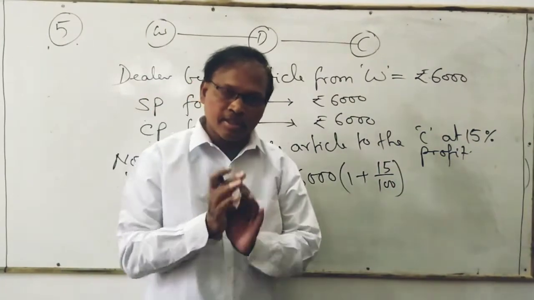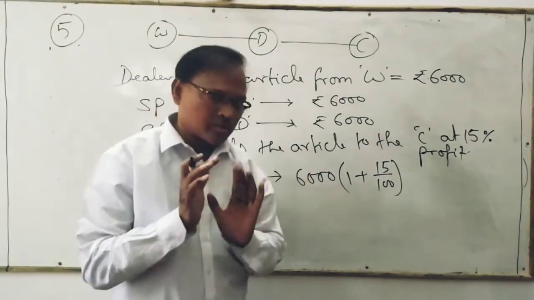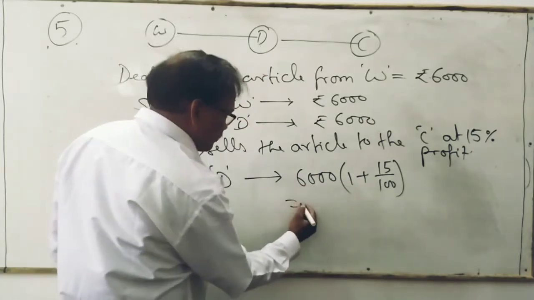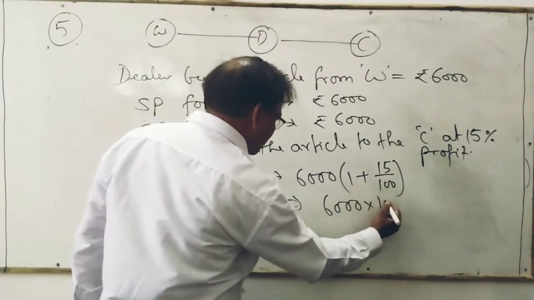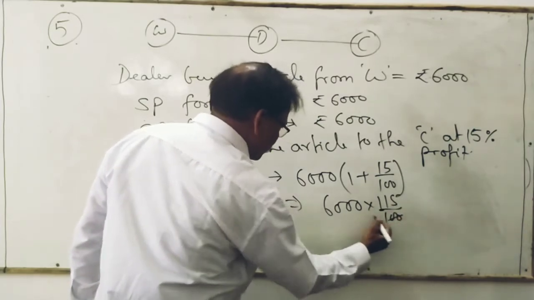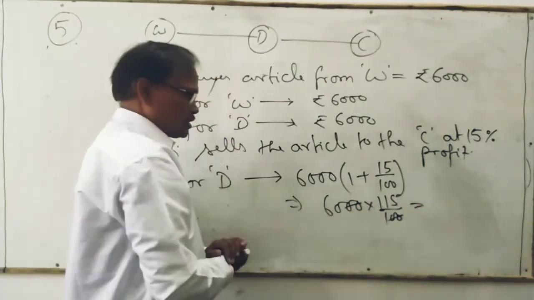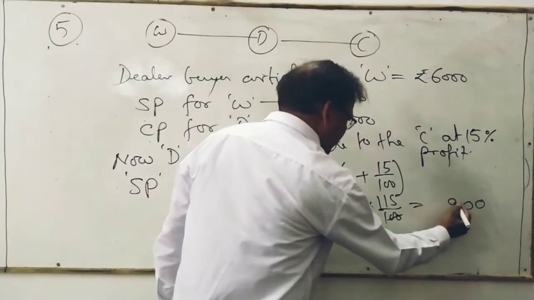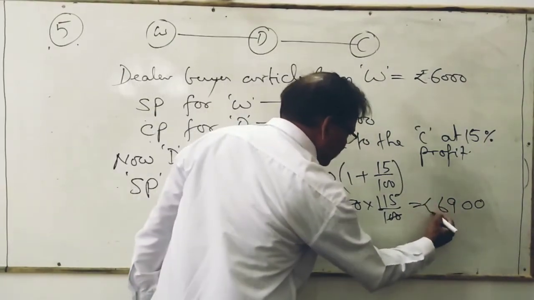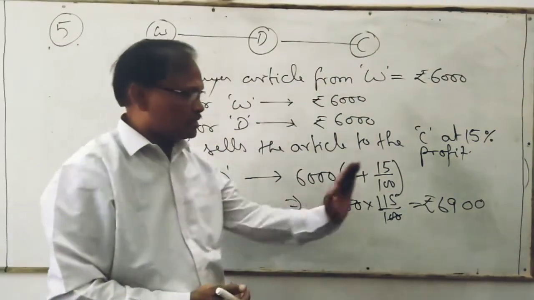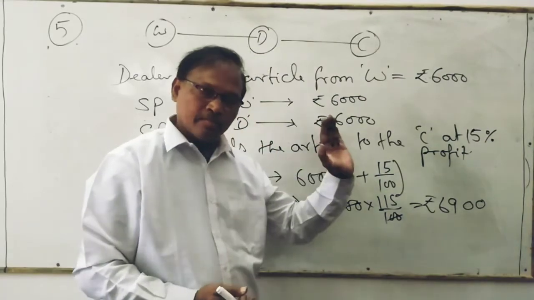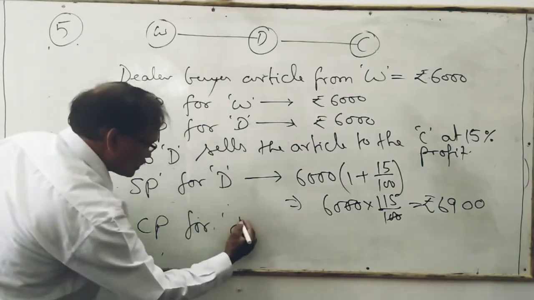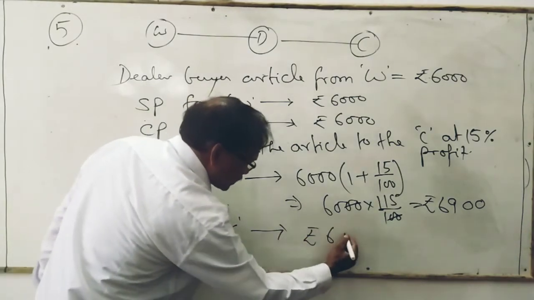I have told already all the formulas of selling price, cost price, everything in my earlier video. So it will be 6,000, you can divide by 100, so it will be cancelled, and you will get 6,000 times 115 upon 100, which is 6,900. Rupees 6,900 is the selling price for the dealer. And what is the cost price for the consumer? That is the same, 6,900.